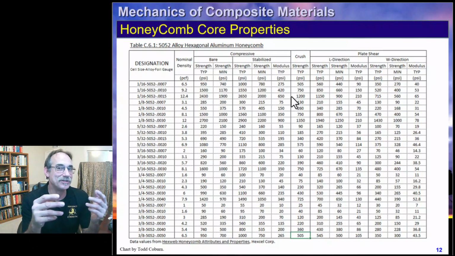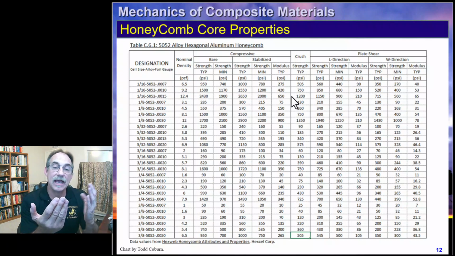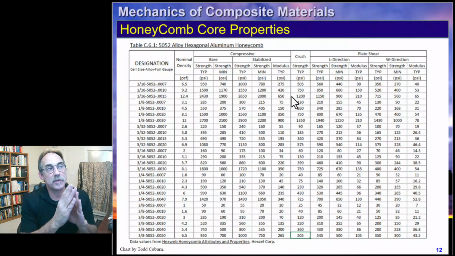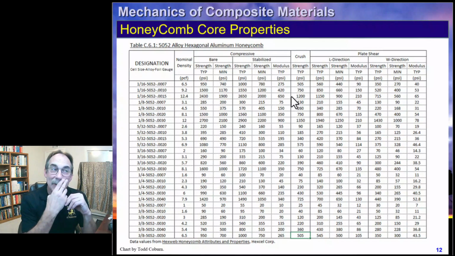We will typically use minimum values for analysis, although there are some applications where you can justify using a typical value. We use a typical modulus and a minimum strength. So you'll notice we have a modulus for both longitudinal direction, the foil direction, and the transverse direction, and a strength.